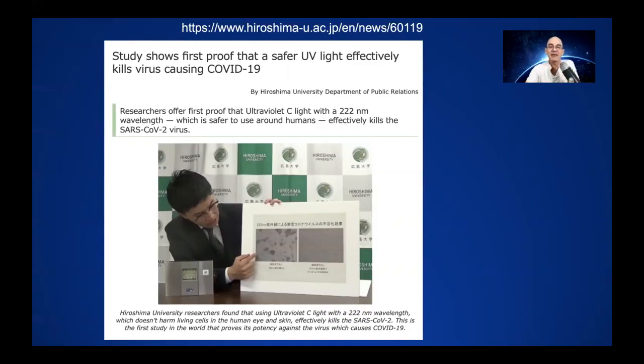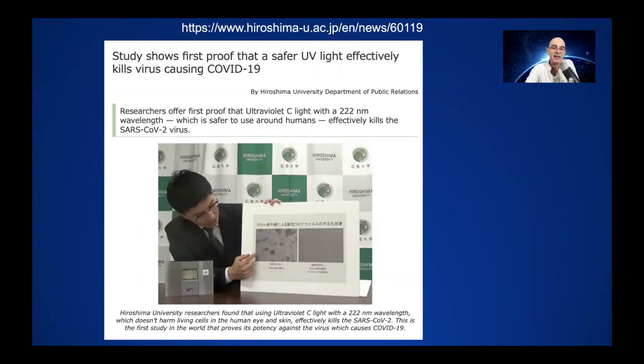This is done in a formal study by the Hiroshima University Department of Public Relations. Now, the report was from the public relations, but the test was from the Hiroshima University. And the heading reads, researchers offer first proof that ultraviolet C light with a 222 nanometer wavelength, which is safer to use around humans, effectively kills the SARS-CoV-2 virus. Is it any surprise to learn that the MiraMate Ray Gun uses 222 nanometers as the wavelength?